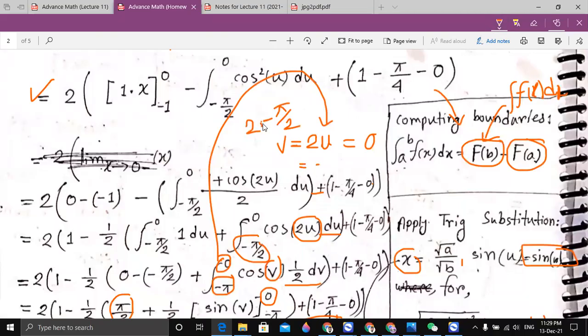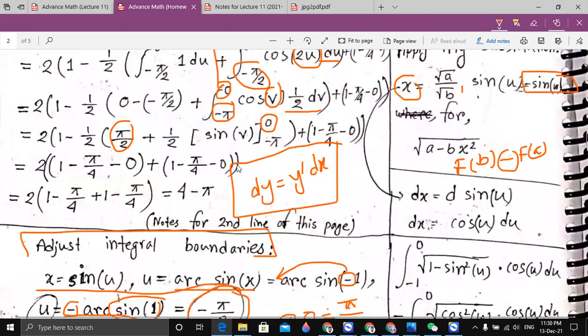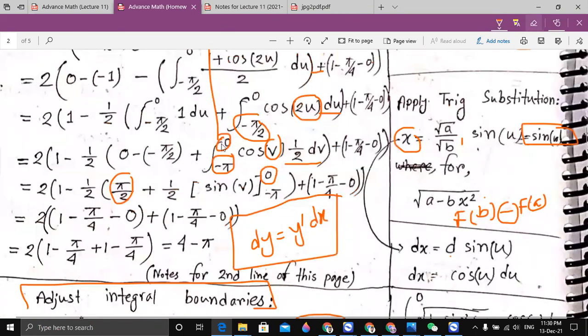So it was like 2 multiplied by minus pi by 2. So 2 and 2 get cancelled, so we get minus pi. So now our new limit is minus pi to 0. Guys, is that clear here? Yes, good. Okay, so clear, right?